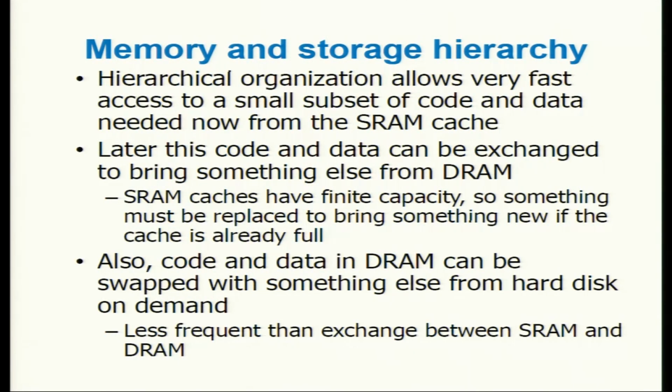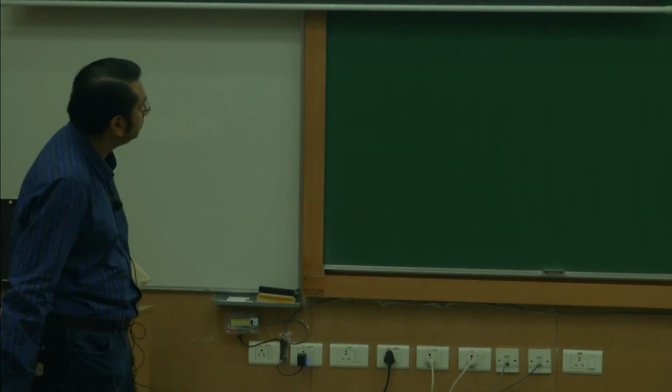Now, hierarchical organization allows very fast access to a small subset of code and data needed now from the SRAM cache. Later, this code and data can be exchanged to bring something else from DRAM, because a time will come when you don't need that subset anymore. So SRAM caches have finite capacity, so something must be replaced to bring something new if the cache is already full. Also, code and data in DRAM can be swapped with something else from hard disk on demand, because DRAM is also finite in size and hard disks are bigger. The same principle applies between DRAM and hard disk.